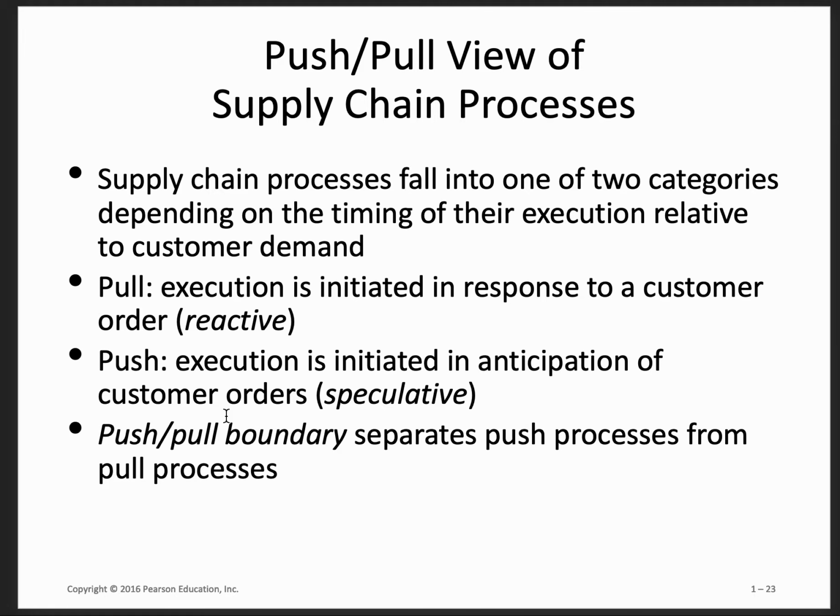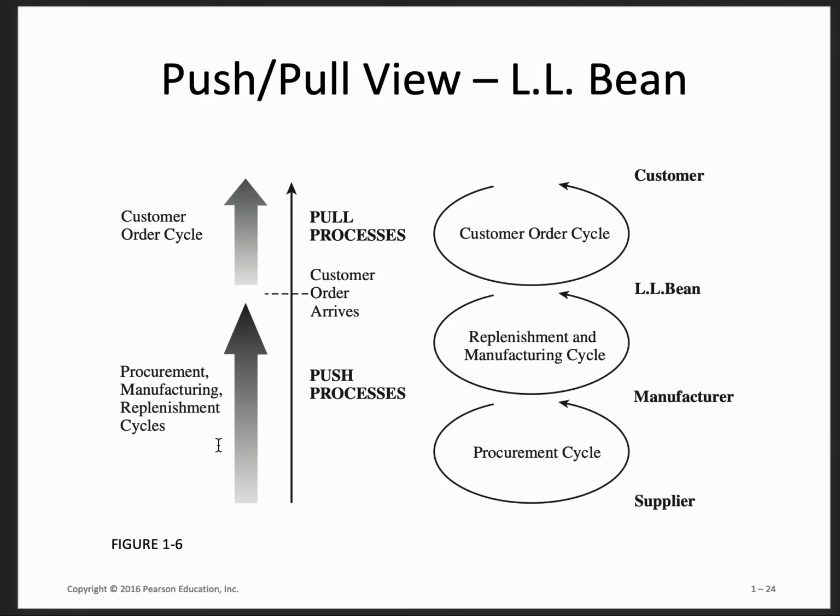So the push-pull boundary separates the push processes from the pull processes, and it's the customer order that is at the boundary. Here is an example. Say, for example, you look at LL Bean. In LL Bean, all the manufacturing and replenishment cycles happen before the customer order arrives. Once the customer order arrives, all the customer is doing is going to an LL Bean store or Macy's or some store where LL Bean is sold and just buying it, right? The customer is going to a store and buying LL Bean products. So all the manufacturing, all the packaging, all the marketing, all of that happens before the customer buys the product.